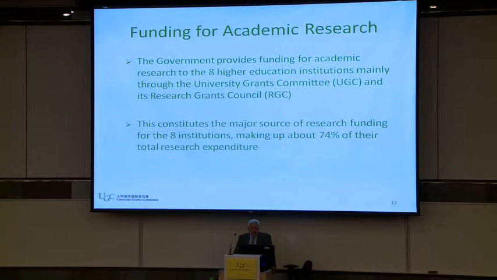The government provides funding to the 8 higher education institutions mainly through the UGC and the Research Grants Council. This constitutes the major source of research funding for the 8 institutions, and together it makes up collectively about 74% of the total research expenditure. The good thing is everyone knows where to come for research expenditure. There's one principal source. The bad thing is there is only one principal source.